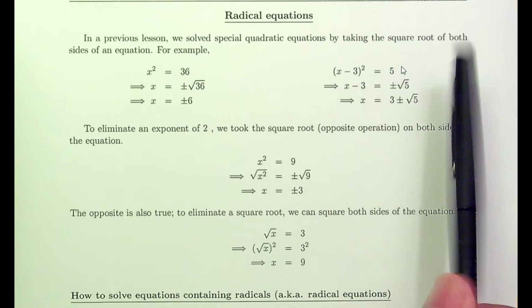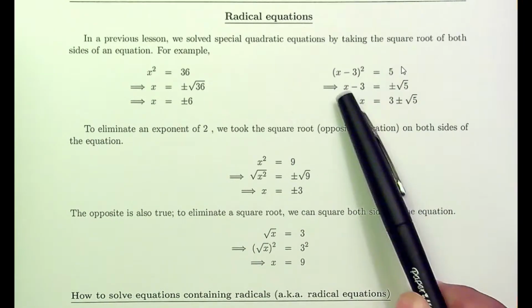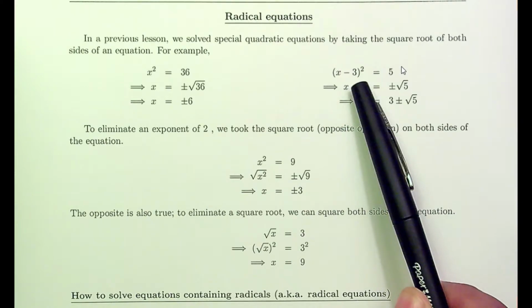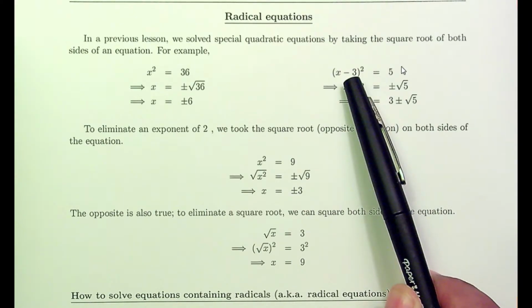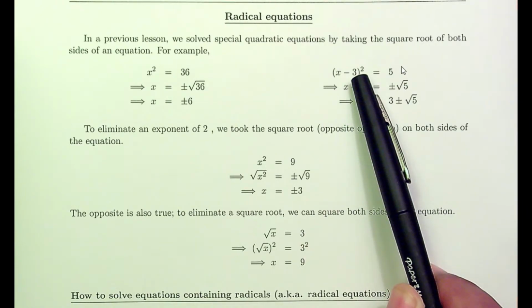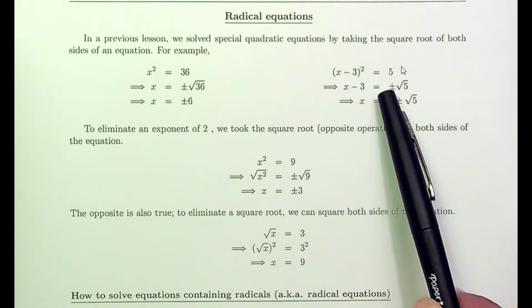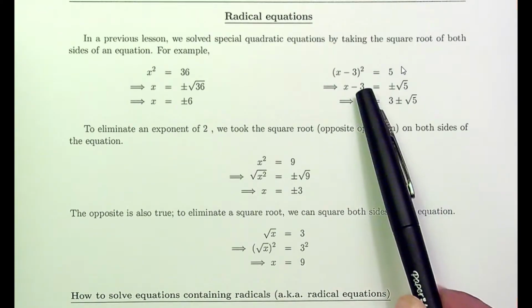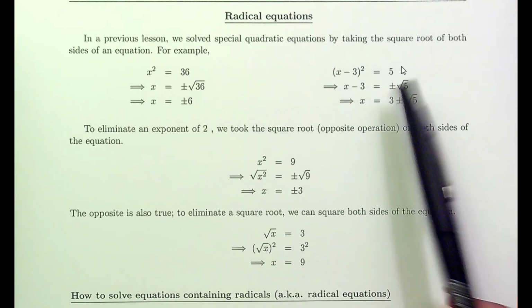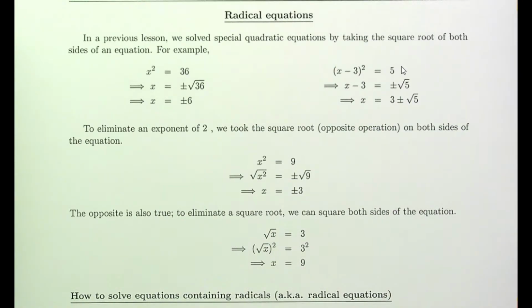And here's another example. Suppose that (x minus 3) squared equals 5. To get the x all by itself, first take the square root on both sides, remembering to put plus or minus on one side, so you would have x minus 3 equals plus or minus the square root of 5, and then move the 3 over. So you would have x equals 3 plus or minus the square root of 5.